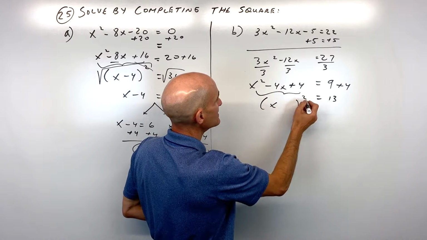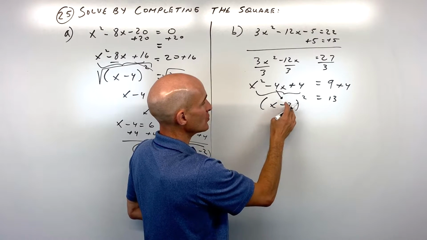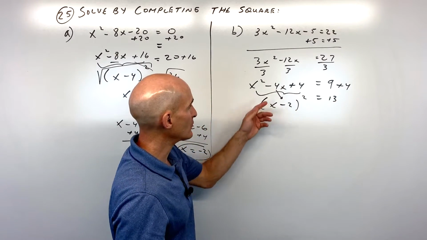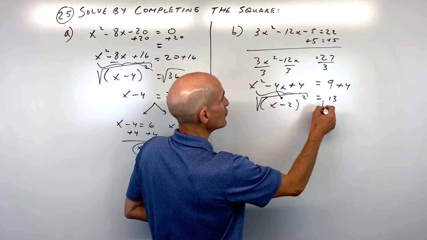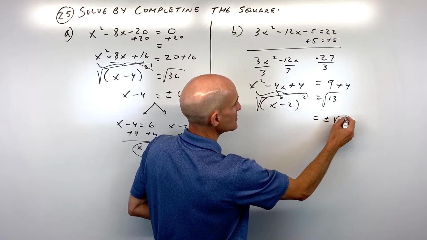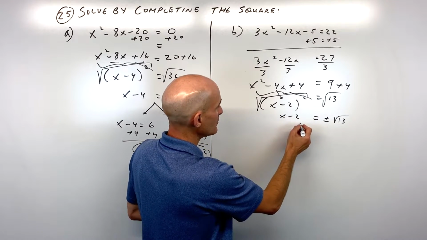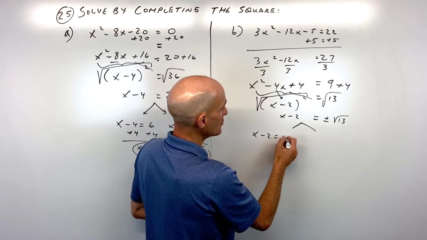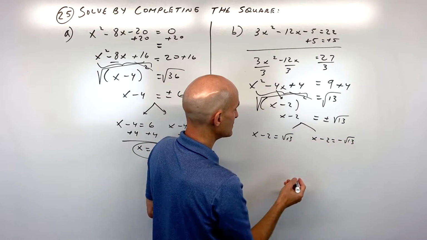And remember that technique, it's always half of that middle coefficient. So it's going to be -2. So x minus 2 squared equals 13. If it was +4, this would be +2. Now we just have to take the square root of both sides. When we do that, we get two answers, plus or minus. The square and the square root cancel. And we can split it up into two equations. X minus 2 equals positive square root of 13, and x minus 2 equals negative square root of 13.